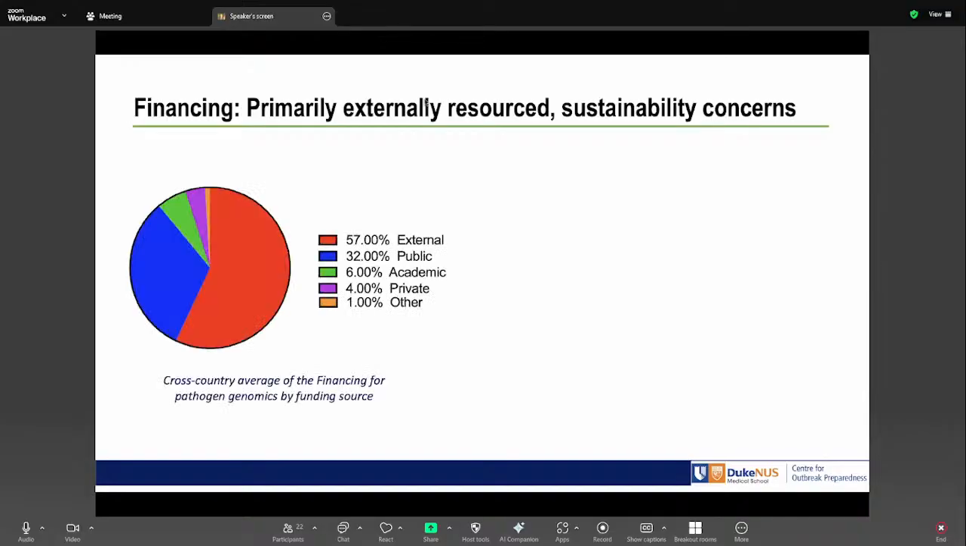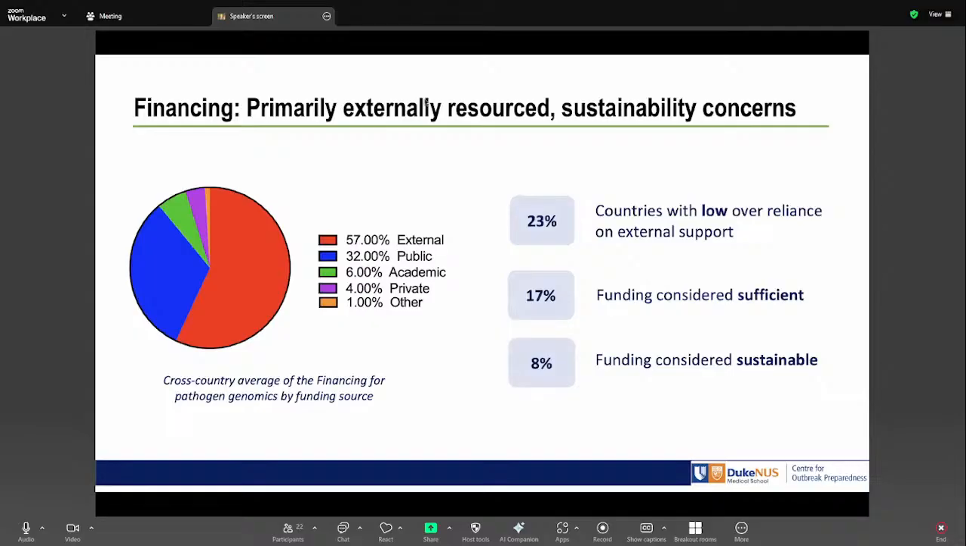Now, financing is a big issue. We looked at how SARS-CoV-2 sequencing was financed at the time. In many of these countries, 57%, almost 60%, was externally funded. About 32% was public funding, right? So that means that if the external funding goes away, if the priority of the external funders changes, that 60% goes away from our region. No longer is there funding to keep sequencing, right? So that is a problem.